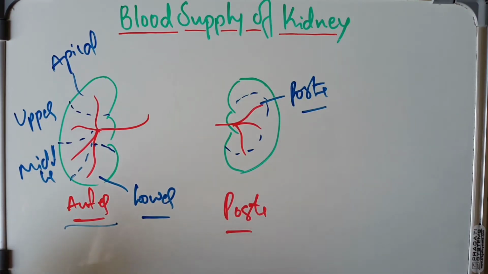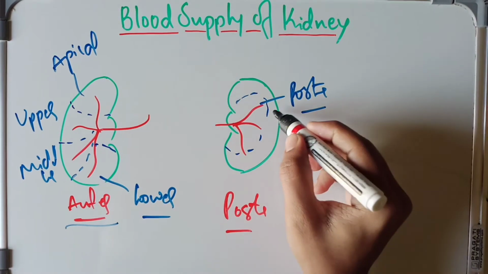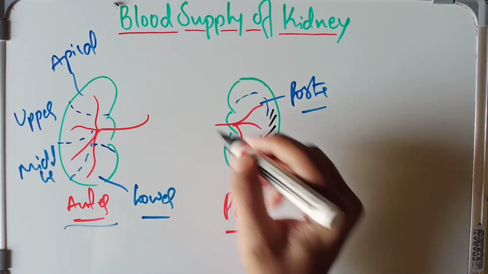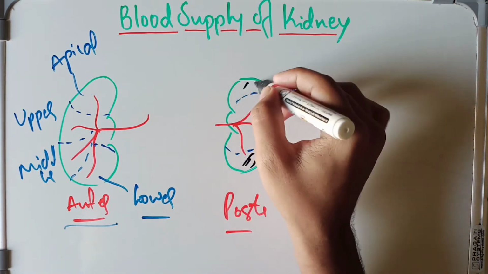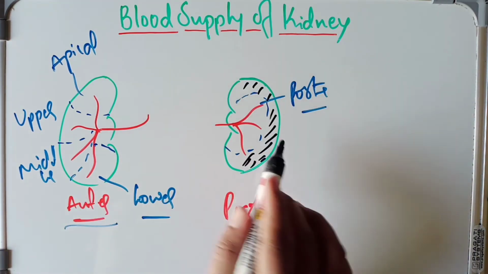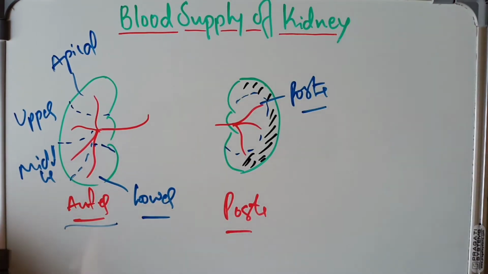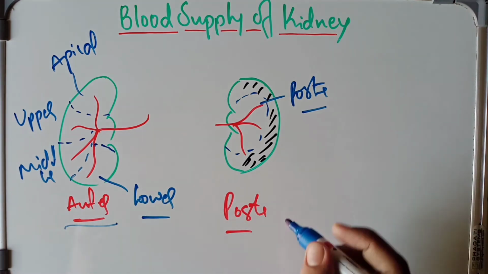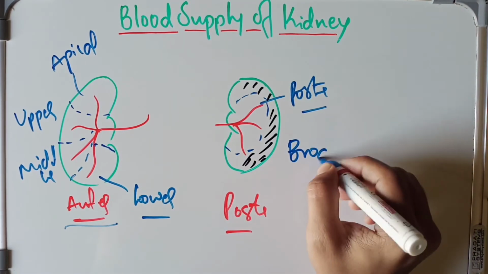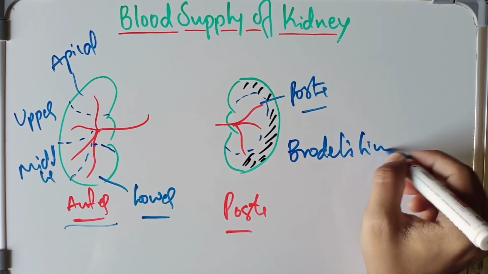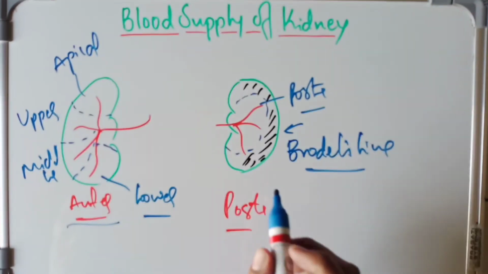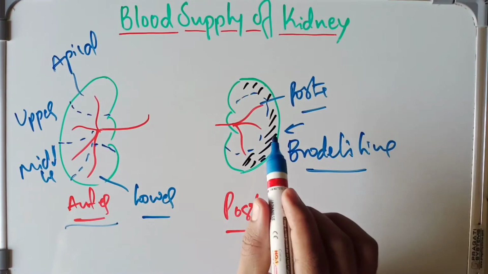Just between the anterior and the posterior segmental arteries we have an avascular line. So basically this is the avascular line that arises between the anterior and the posterior surface, and it has no blood supply, and that is called Brödel's line. Brödel's line is an avascular line. So basically it's an important anatomical landmark.